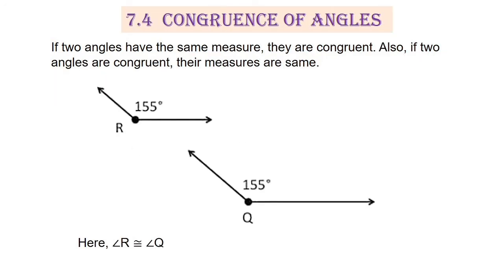Congruence of angles. If two angles have the same measure, they are congruent. Also, if two angles are congruent, their measures are the same. Here we have angle R and angle Q. Angle R is 155 degrees and angle Q is also 155 degrees. Hence, angle R is congruent to angle Q.